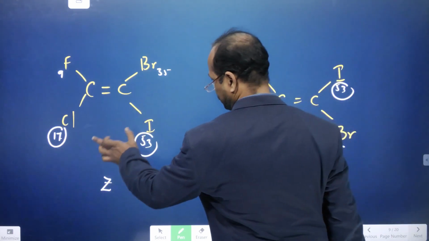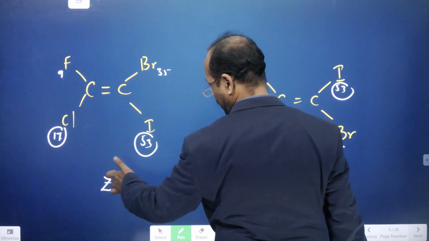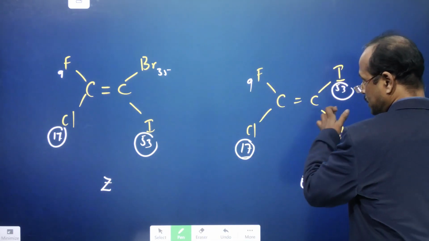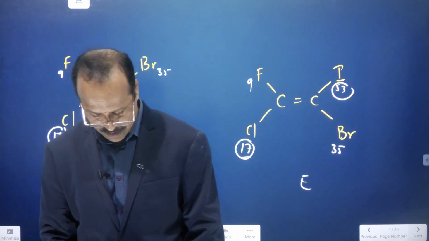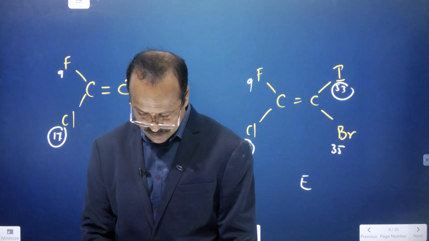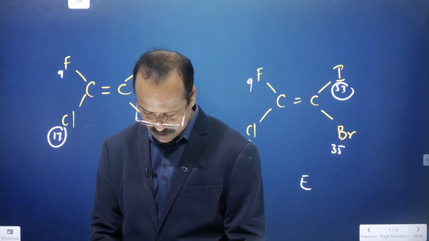If the higher priority groups are on the same side, that is called Z. If they are on opposite sides, then that is given as E. So, E isomer and Z isomer. Clear? So that is about E and Z isomers.